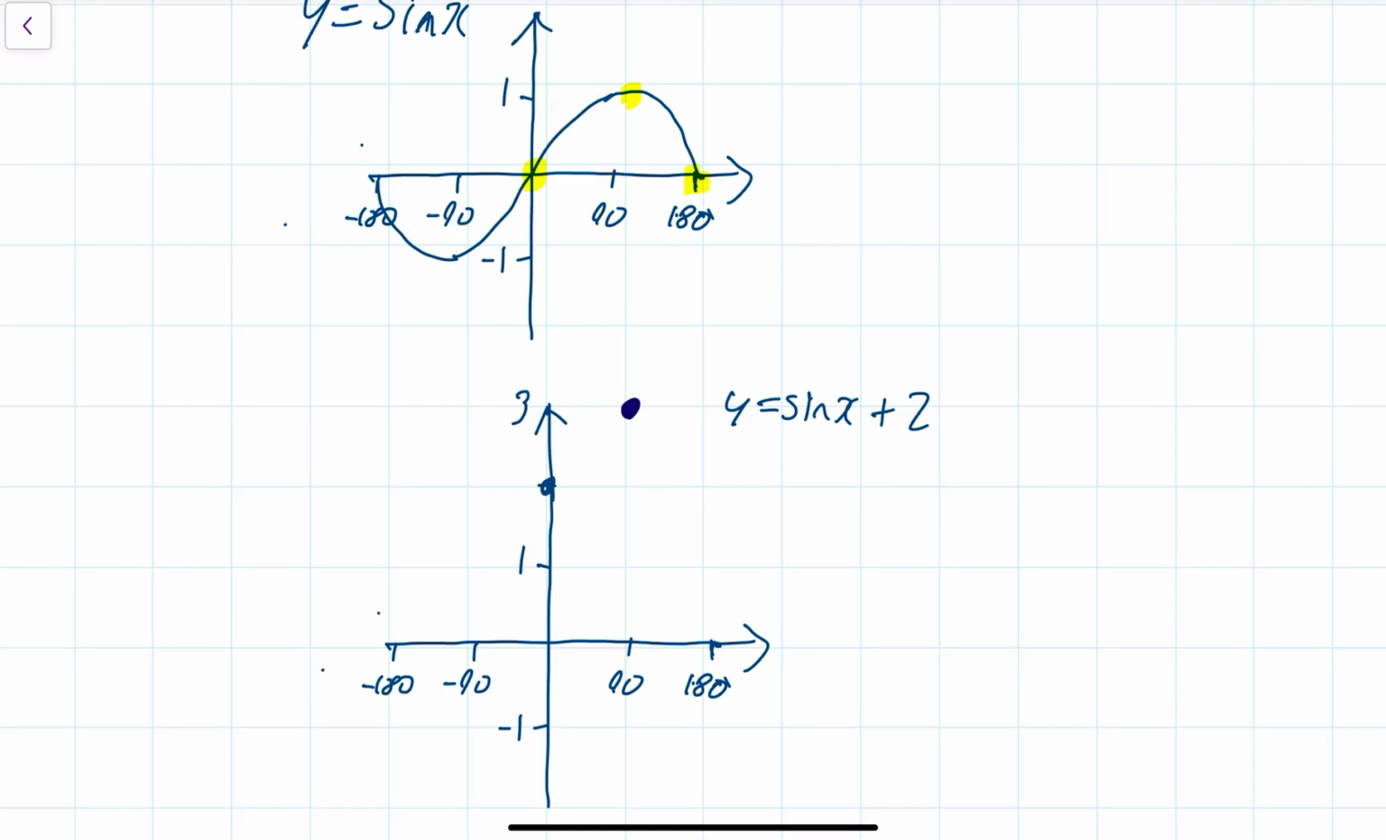At 180, you're at 0. So move that up by 2, you're now going to be at 2. At minus 90, you're at minus 1. Add 2 to that, you will be at plus 1. And at 180, you're at 0. Add 2 to that, you'll be at plus 2. And then you can just link that up again. It's a nice same shape. And there you have it. Done. Okay, 2 more to go.